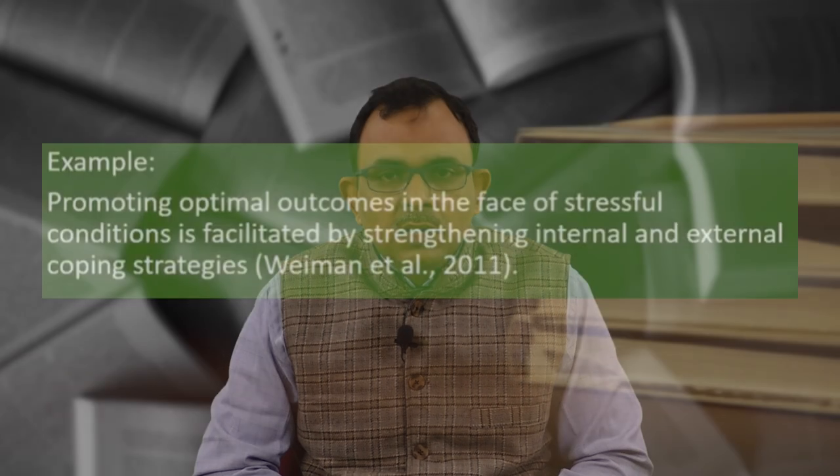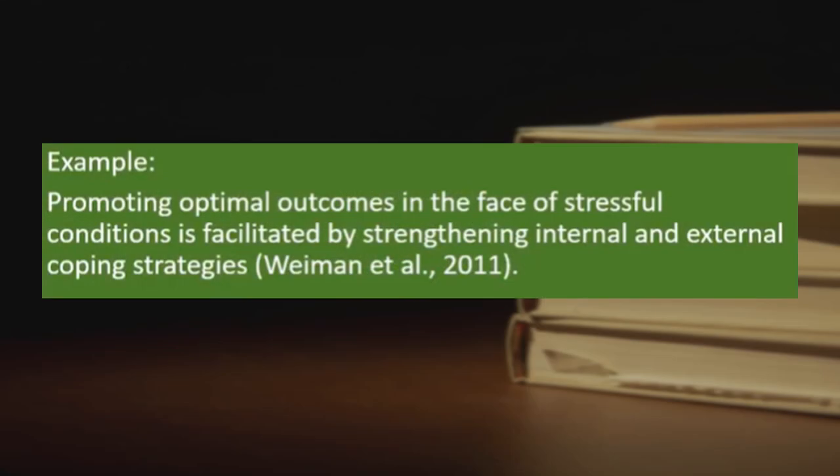The example is given at the bottom, which I have taken from apa.org. That promoting optimal outcomes in the face of stressful conditions is facilitated by strengthening internal and external strategies (Women et al., 2010). After that, the full stop is coming. So the full stop will not come at the end of the sentence before you cite the author, but you first cite the author and then you put the full stop. So this is a standardization in parenthetical citation.